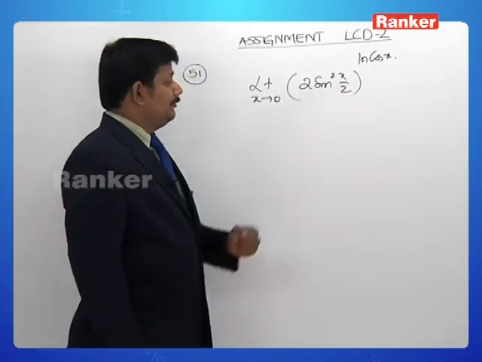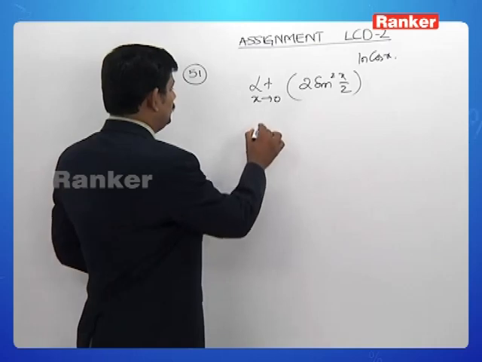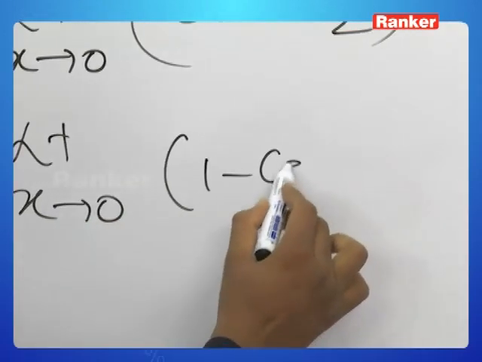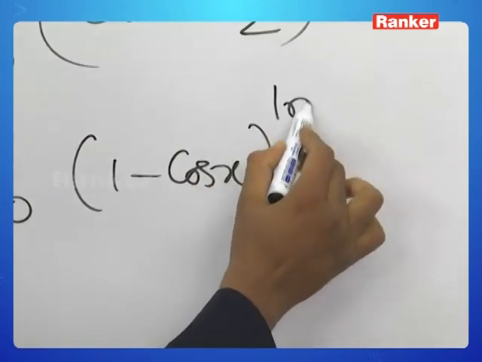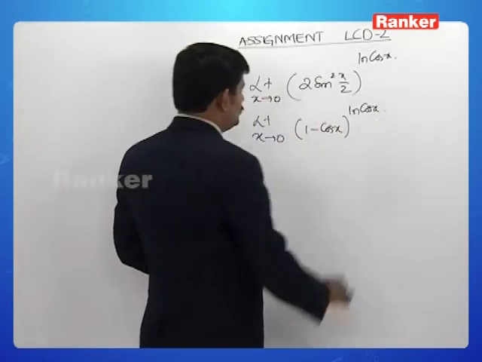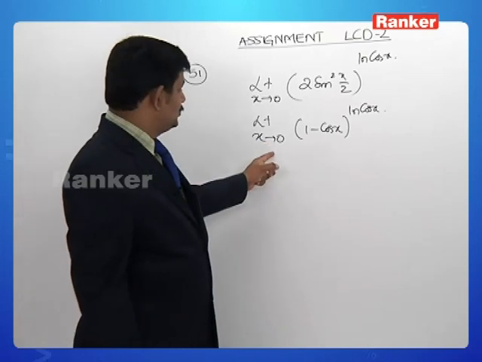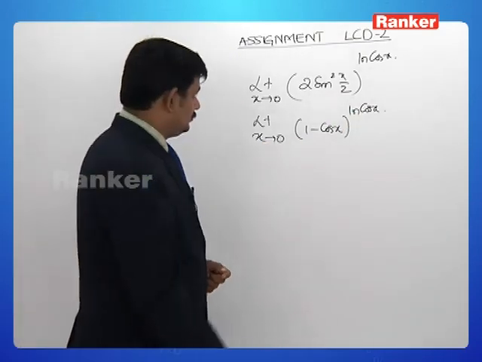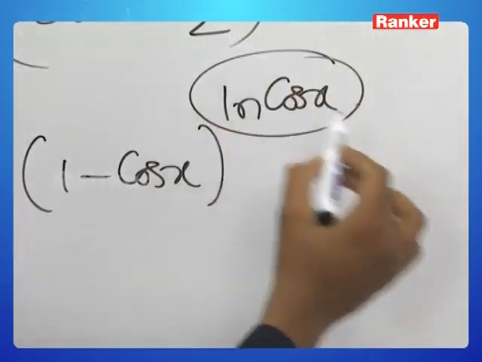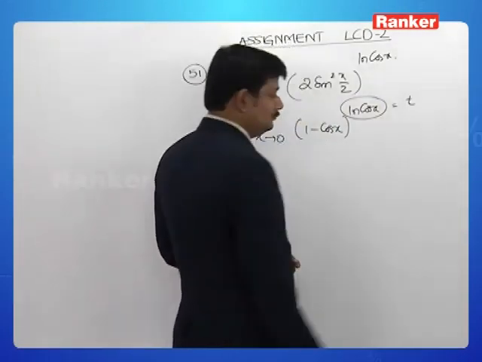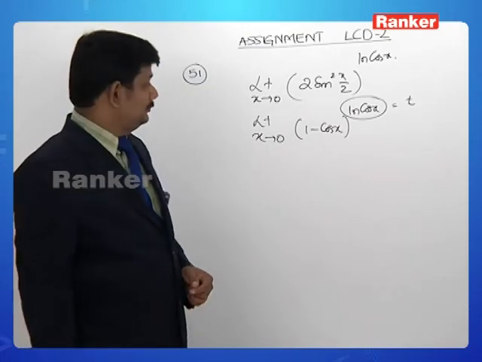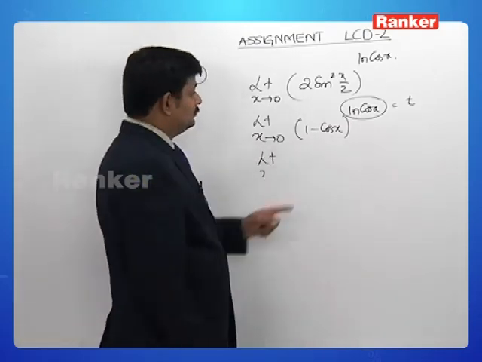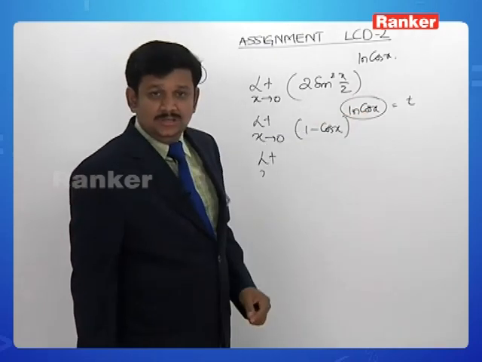Now, whenever we see 2 sin square x by 2, we can recollect it as 1 minus cos x. So, this limit is the limit as x tends to 0 of 1 minus cos x whole power log cos x. Let me call log cos x as some t. As x tends to 0, log cos x, which is t, tends to 0.